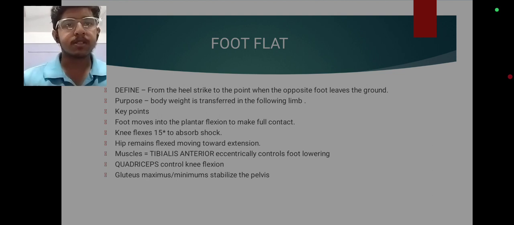The second subphase is foot flat. Defined from the heel strike to the point when the opposite foot leaves the ground. The purpose of this subphase is to control the body weight transfer onto the following limb. The key points are: the foot moves into plantar flexion to make full contact. The knee flexes 15 degrees to absorb the shock. The hip remains flexed, moving towards extension.